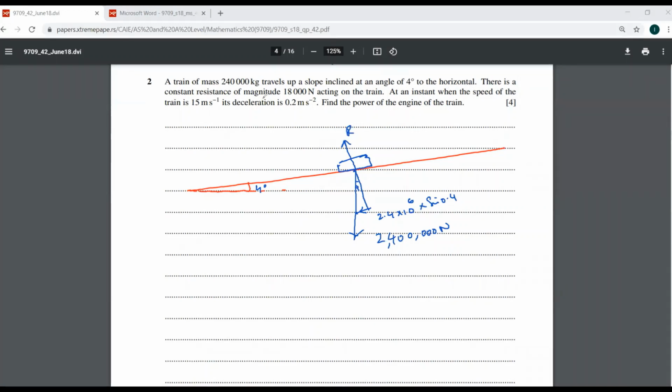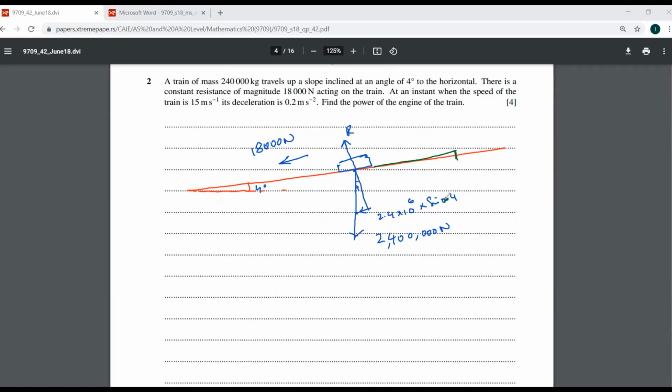We don't need this R right now. It says there is a constant resistance of magnitude 18,000 newton force backwards. Sorry, Intzar. Sir, it should be sin 4, you have written sin 0.4. Oh yes, it is. Why did I write sine 0.4? Oh, because previously we had 0.05. Okay, thank you, but sine 4.